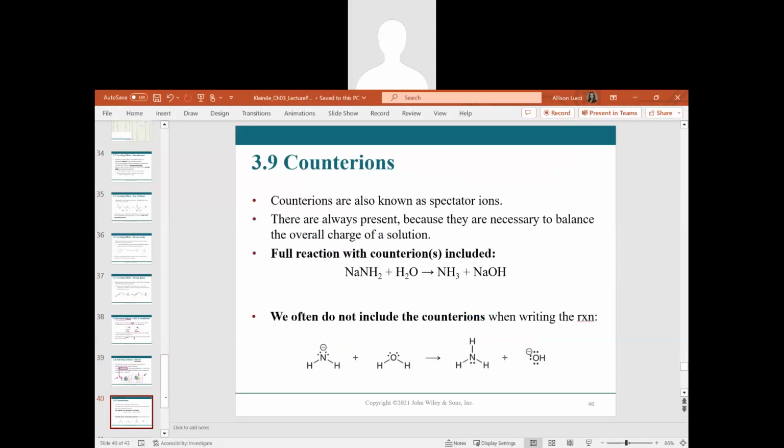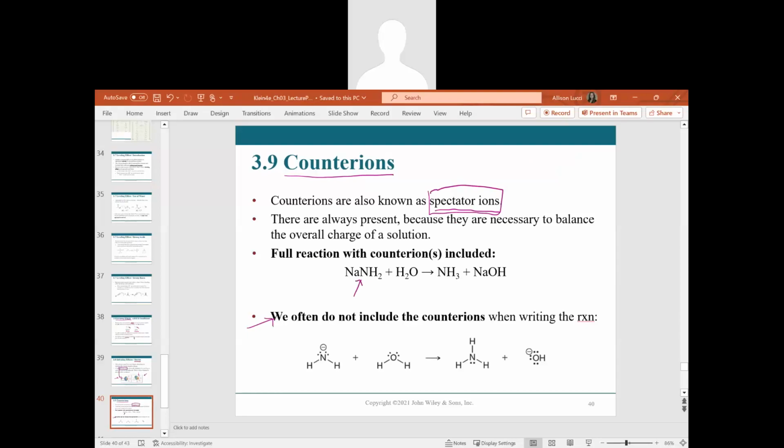So this next section introduces us, or reintroduces us, to something called spectator ions, which you probably have seen in general chemistry when you did net ionic reactions. These counter ions are just there to stabilize a charge. Here we have something called sodium amide, and a lot of times when you see reactions, these counter ions are not included because they don't actually react, they just spectate, right? Remember, spectator ions just kind of hang out, neutralize charges, and don't actually react.